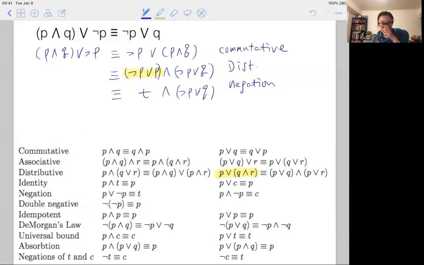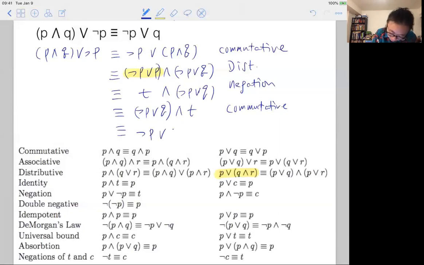Okay, so now you have a variable and a tautology. So what does that mean? Well, if I wanted to be a little bit careful, I can also apply the commutative rule again, just switch the order. Commutative. And it's a variable and a tautology. So that is always equal to the variable itself, and this is using identity.